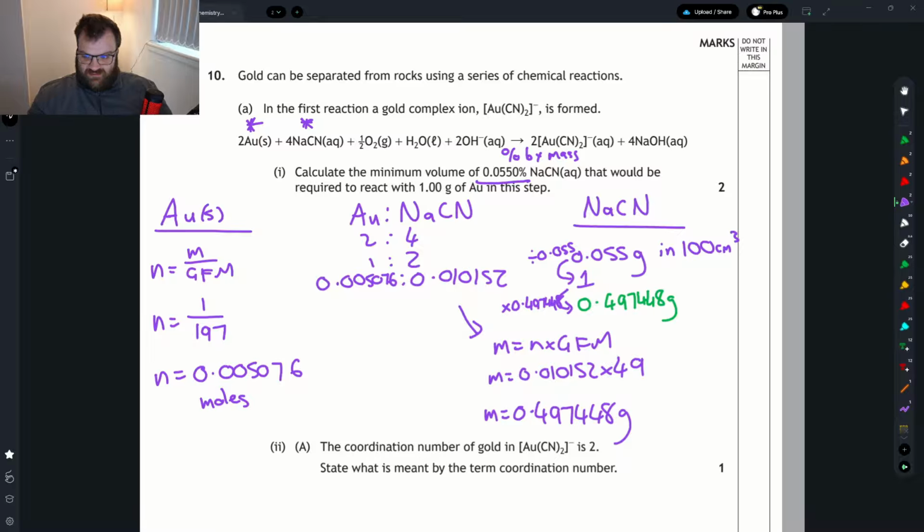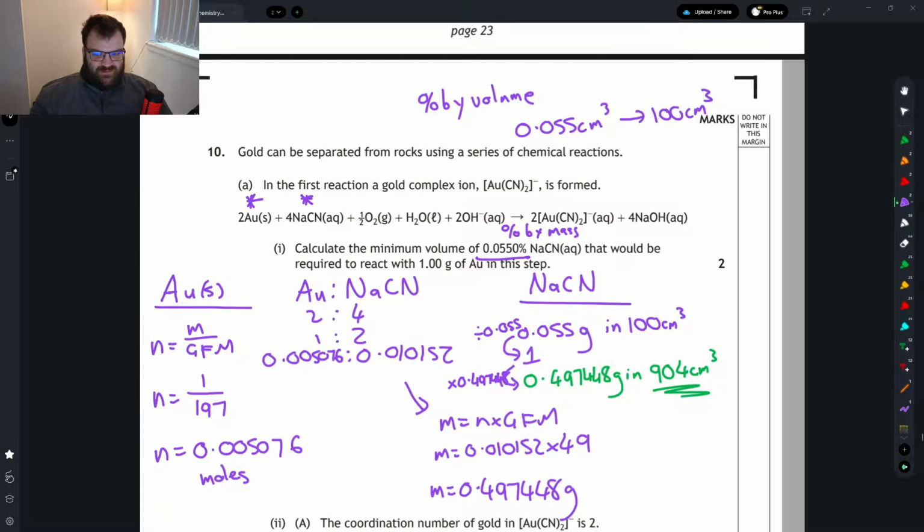Divide by the first, times by the second. 0.497448. And then we do the same to the 100. So 100 divided by 0.055 times 0.497448 gets us an answer of 900, a wee bit around, in centimeters cubed.